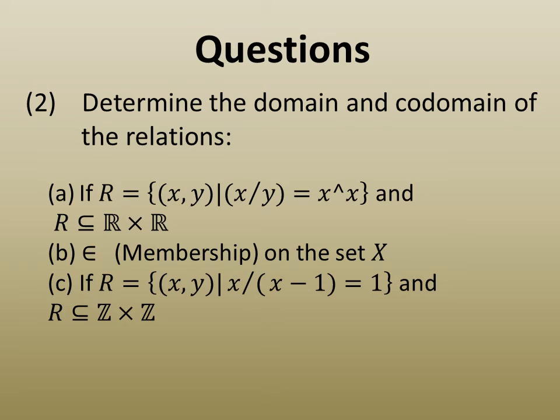Question 2. Determine the domain and codomain of the following relations. Part A. If R is the set of all x, y, such that x divided by y equals x to the power of x, and R is a subset of the Cartesian square of the real numbers. Part B. The membership relation as defined on the set X. Part C. If R is a set of all x, y, such that x divided by x minus 1 equals 1, and R is a subset of the Cartesian square of the integers.